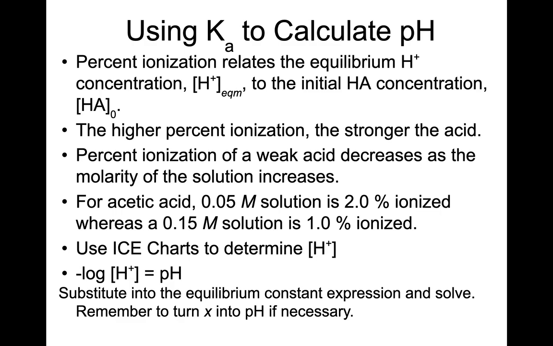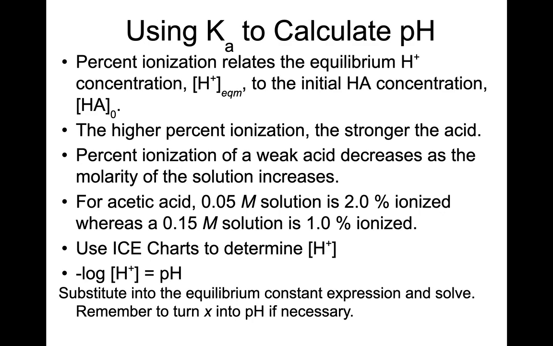All right, so we could also go the other way for that calculation as well. In the last example, we had pH, we calculated K. We could also use K to calculate pH. So a couple points of background information here. The percent ionization that we calculated on that last slide, or a couple slides ago, is related to the equilibrium concentration of hydrogen ions and to the initial concentration of our acidic compound.